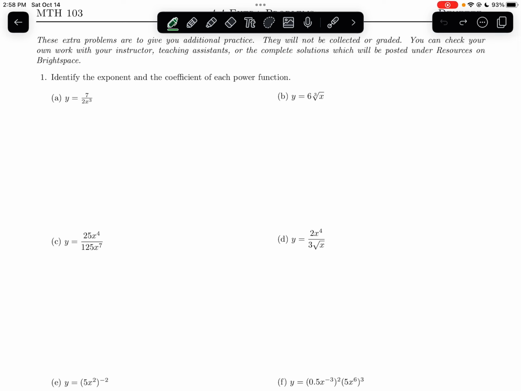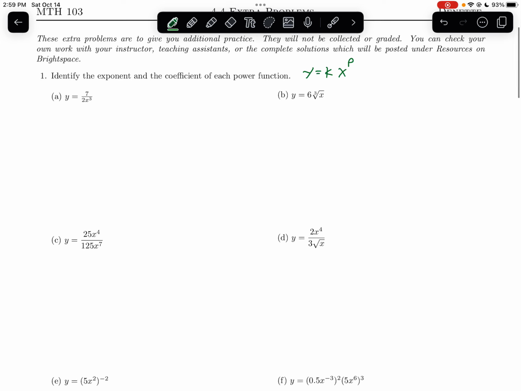So this first problem is asking you to identify the exponent and the coefficient for each of the following power functions. So this means that we're looking for a solution, or to rewrite the function as a constant times x, if that's the independent variable, to the power of p, where that's an integer or a fraction or whatever.